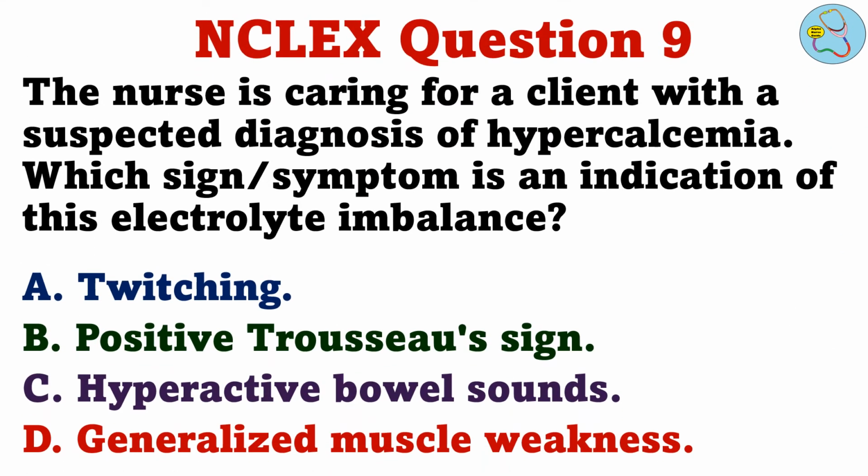Question 9. The nurse is caring for a client with a suspected diagnosis of hypercalcemia. Which sign/symptom is an indication of this electrolyte imbalance? A. Twitching. B. Positive Trousseau's sign. C. Hyperactive bowel sounds. D. Generalized muscle weakness.